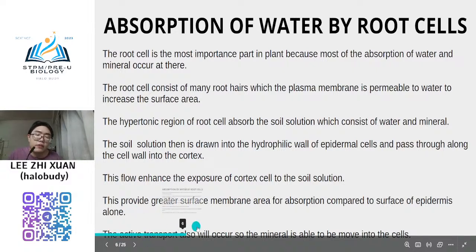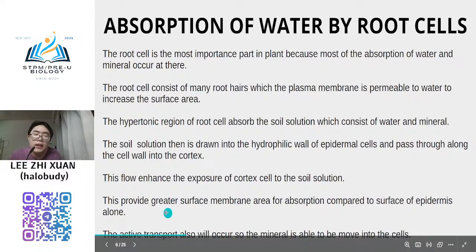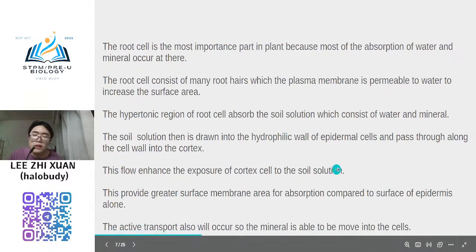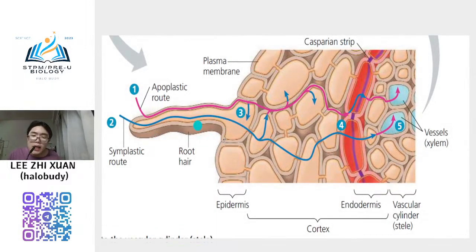Active transport may also occur for mineral ions that are moved into the cell. This I will explain under root pressure. Another one is root pressure; later I will explain it. So if you see this explanation, after the water is absorbed, it will enter the epidermis first. Later it will pass through the cortex and then go to the root xylem.